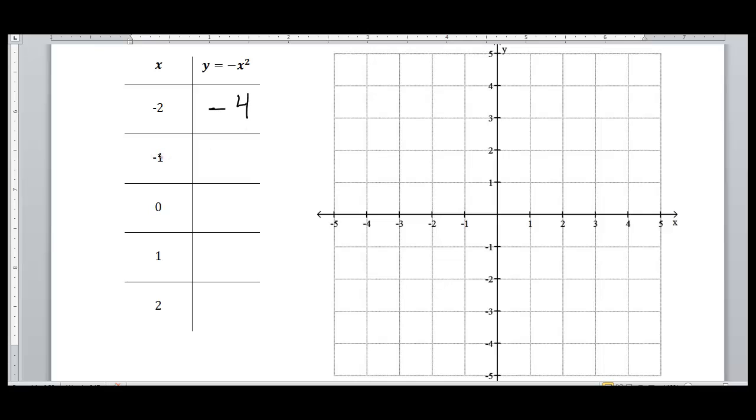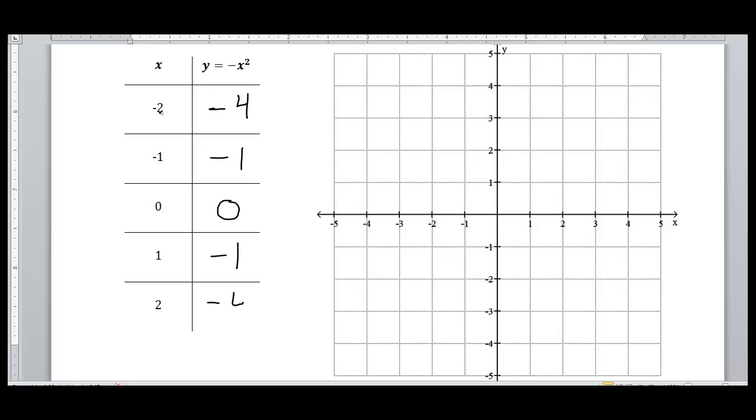Take -1, square it, I get 1. But again, that negative is on the outside, so I get -1. And then 0 squared is 0. The negative doesn't matter. 0 is neutral. 1 squared is 1, but I have to do the opposite, so I get -1. And I get 2 squared, which is 4, but I have to do the opposite again, so I get -4. This time, I still have my 5 ordered pairs.